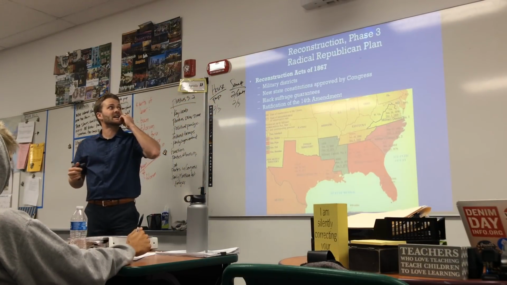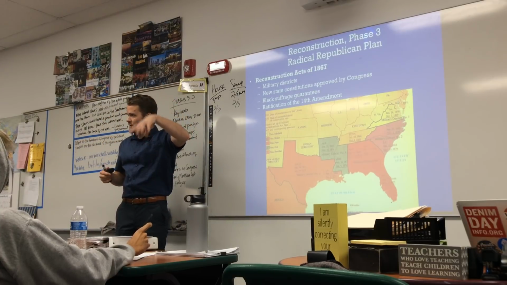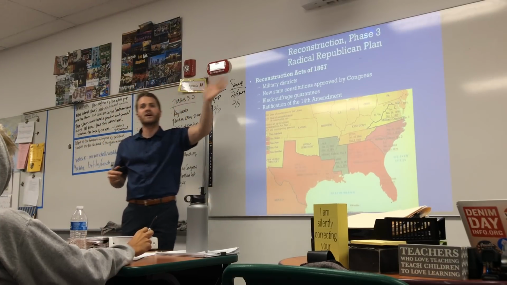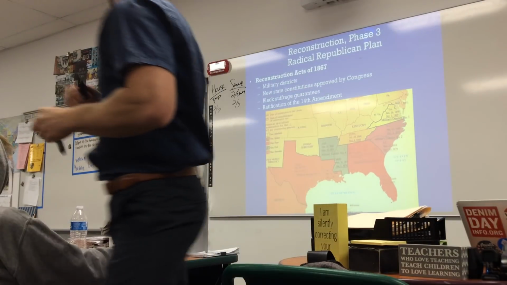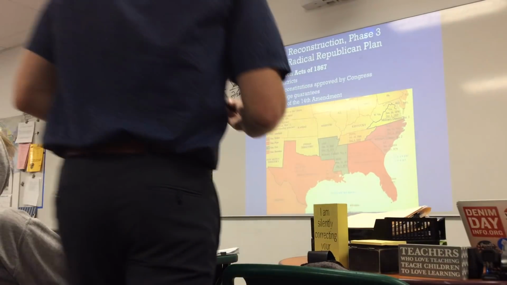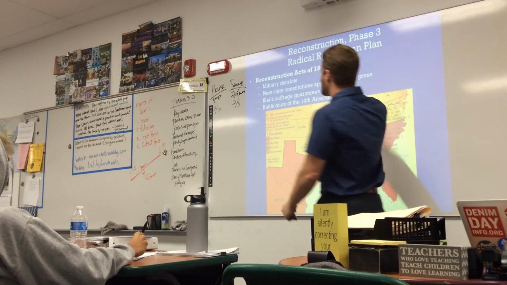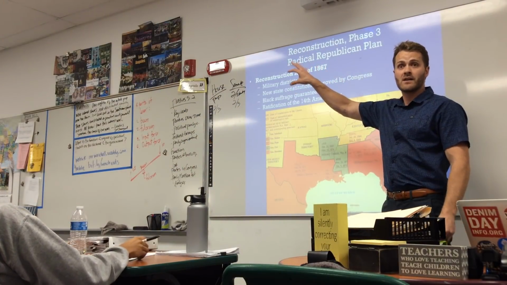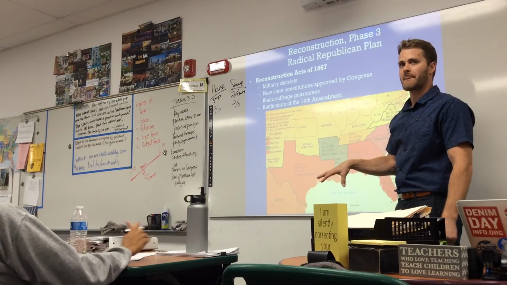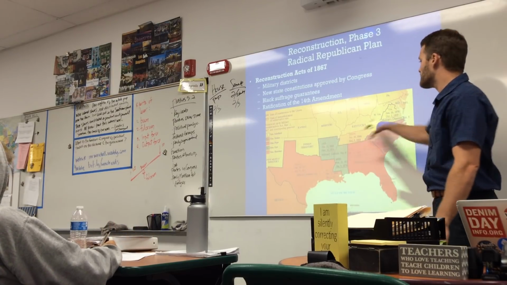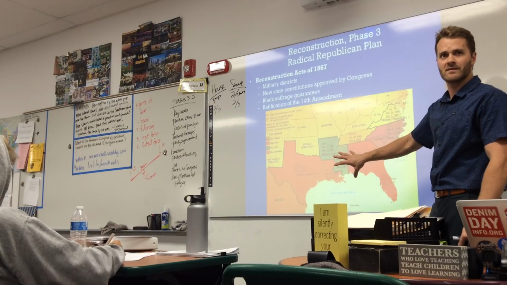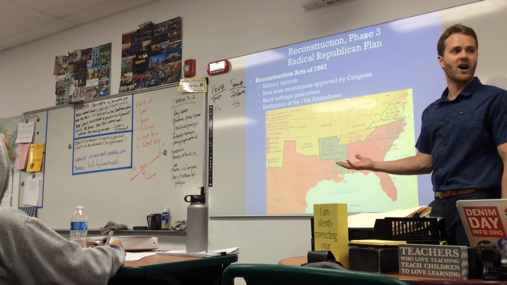So this is what brings in phase 3 of Reconstruction. Phase 1, of course, being Lincoln during the war. Phase 2 being Johnson. Phase 3 is radical Republicans in Reconstruction. And one of the first things they do is pass the Reconstruction Act of 1867. Very important. And this is military Reconstruction. They're going to divide the South into 5 military districts. It's kind of like martial law.